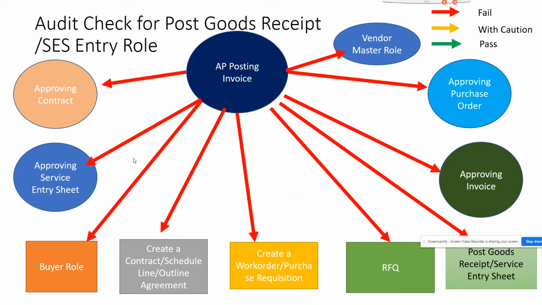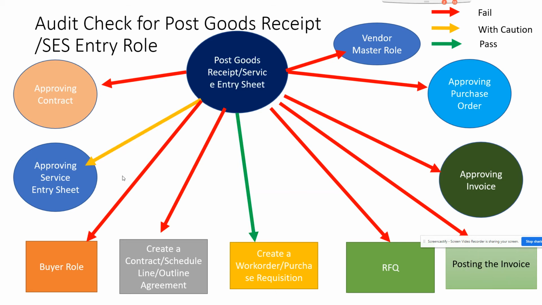So generally it's external. If someone is external and is entering a service entry sheet, he cannot have any of this. But if he's internal, he can have the approved service entry sheet. And creating a contract with post goods receipt or service entry sheet, it's a no-no. So this is very important.